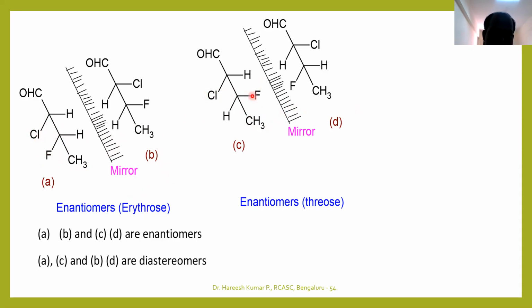If the priorities are on the opposite side, you can call it a threo. Of course, these two are enantiomers. But when it comes to A, B, C, D, all these are enantiomers. When it comes to diastereomers, A and C are diastereomers, and B and D are diastereomers. This as well as this are diastereomers, and the others are enantiomers.